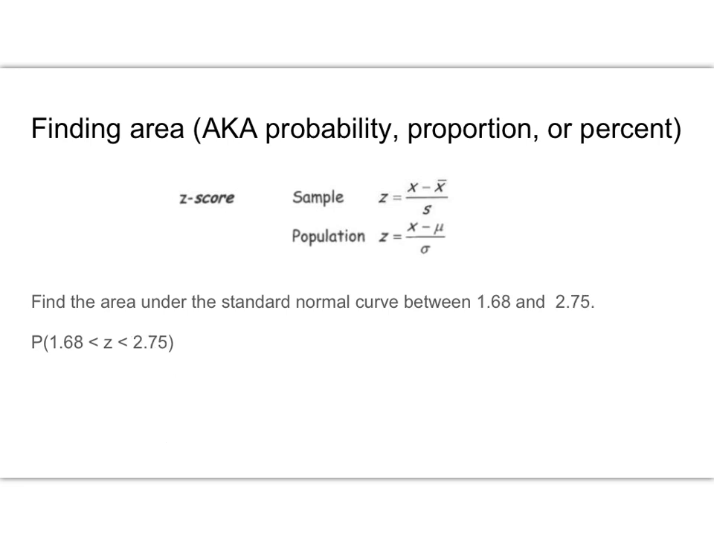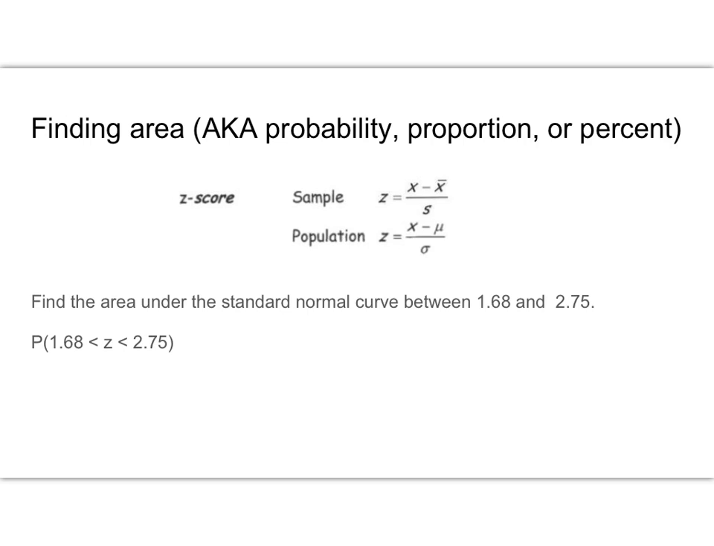Why don't you try this one? Find the area under the normal curve between 1.68 and 2.75. Note that those are both positive z-scores, and that you'll need to look both of those values up in the table because we don't have those yet. So pause the video and restart it when you're ready.